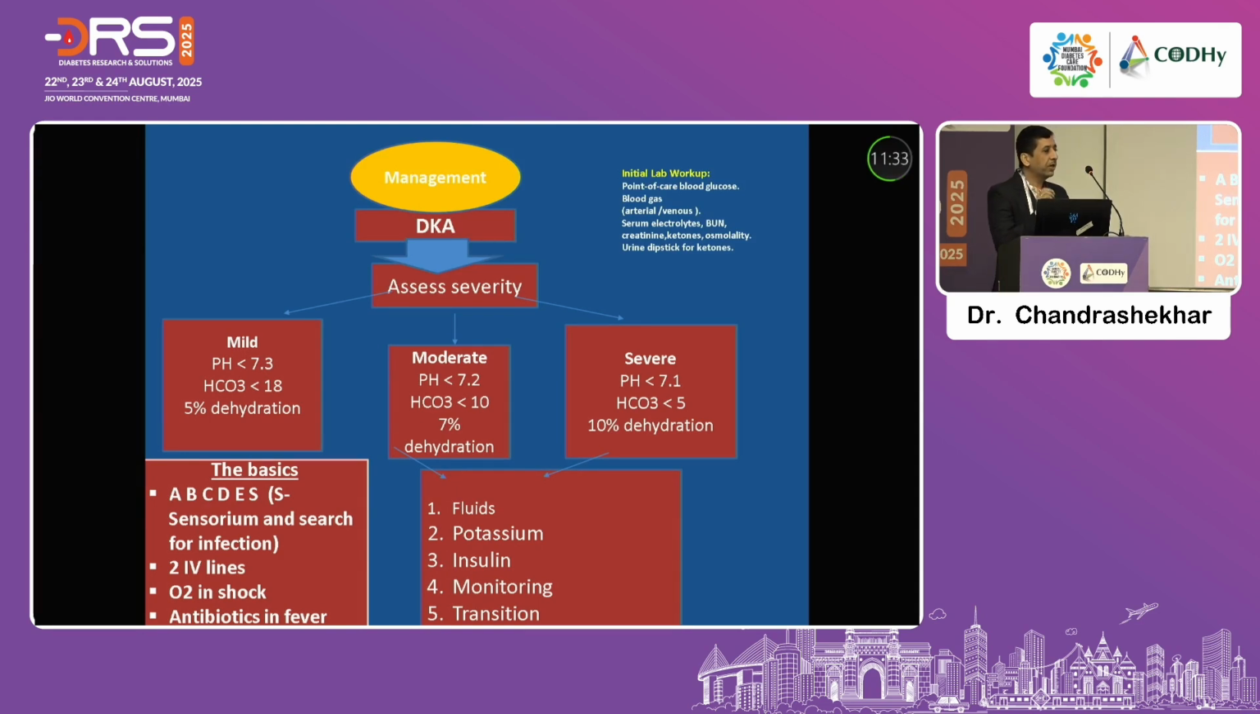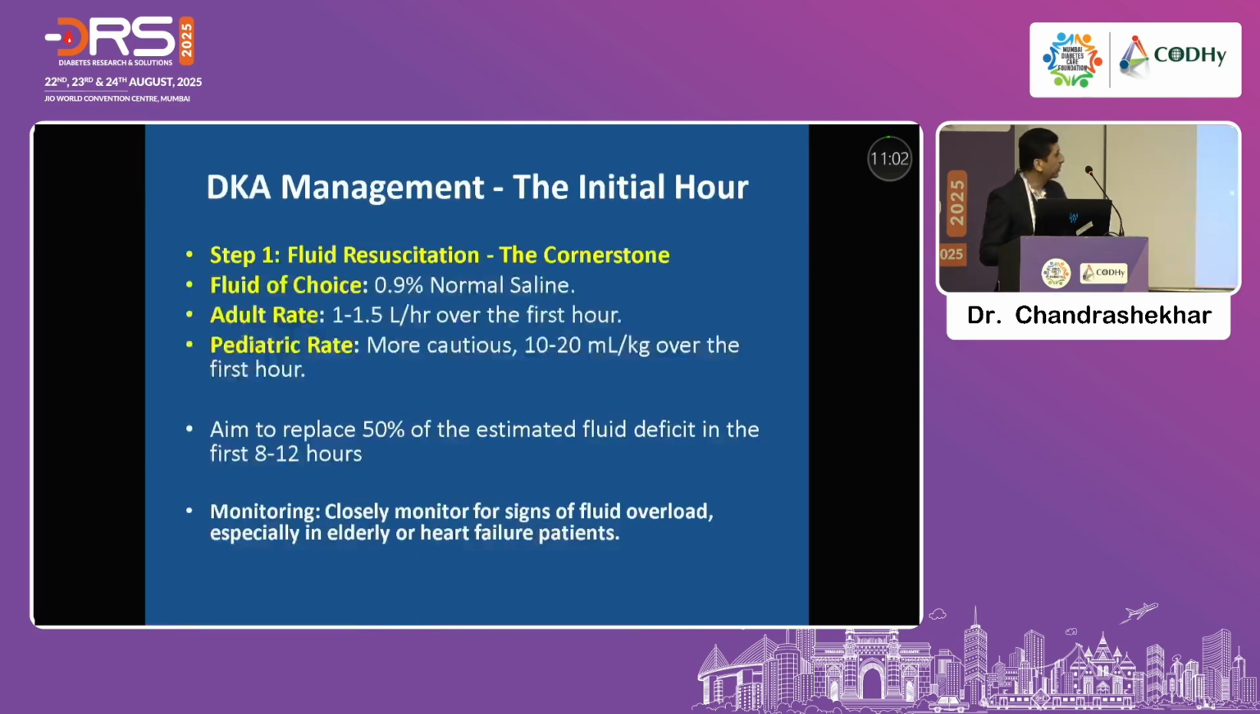Right at the beginning, we need to put two separate lines: first for IV fluids, second for insulin. That is mandatory. After that, oxygen for shock and antibiotics in case of fever. This is the protocol management for all sorts of DKA patients, and you should follow it. In detail, the primary focus of treatment will be these five factors: fluids, potassium, insulin, monitoring, and transition. This is the way we should approach our DKA patients.